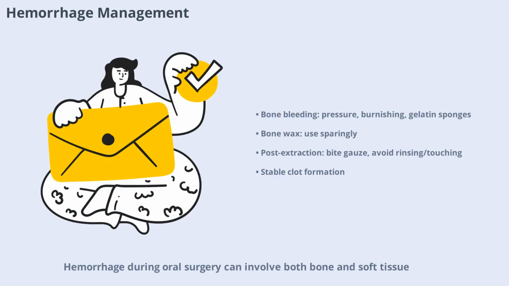Hemorrhage during oral surgery can involve both bone and soft tissue. Bone bleeding is controlled with pressure gauze packing, bone crushing or burnishing with hemostats, absorbable gelatin sponges, or bone wax. Bone wax should be used sparingly due to infection risk. Post-extraction instructions include biting on a gauze pack for 10 minutes to form a stable clot and avoiding vigorous rinsing, touching, or chewing. These steps are essential for preventing excessive bleeding and ensuring proper healing.